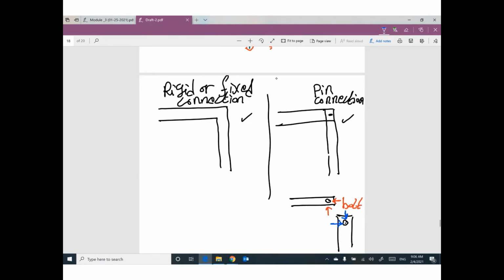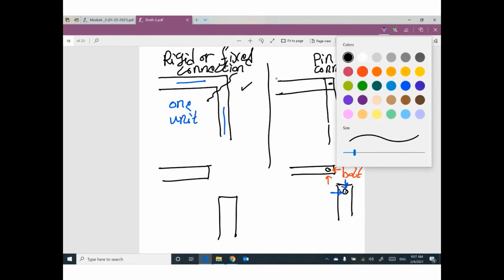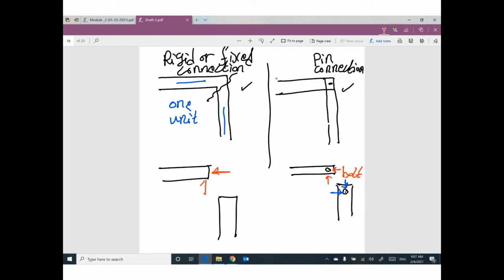If you have rigid or fixed connection, that means this member and this member are 1 unit. We cannot do separation, but we can do cut. So I will do cut here. This member alone and this member alone, but we did cut. So we have 3 reactions: 1 vertical, 1 horizontal, and 1 moment. Does that make sense? This is the difference between this case and this case.